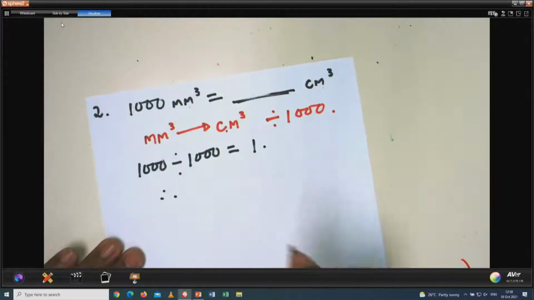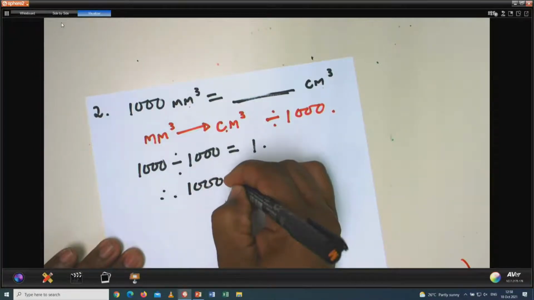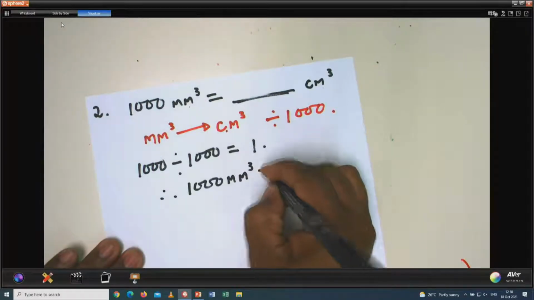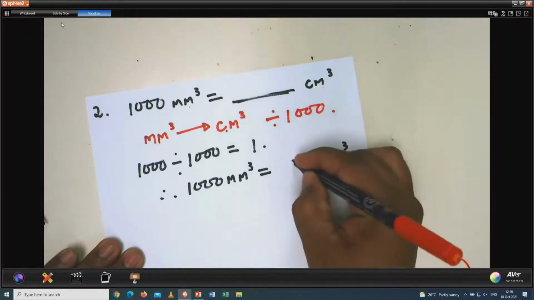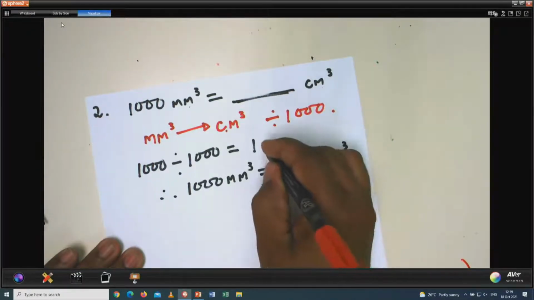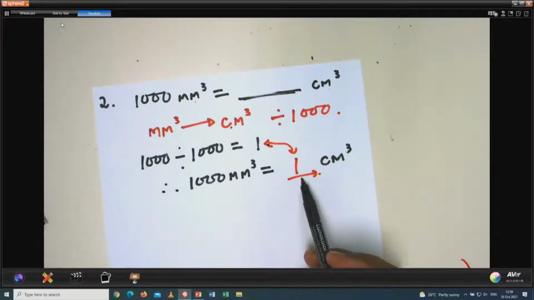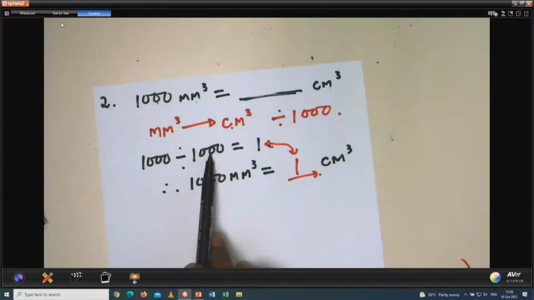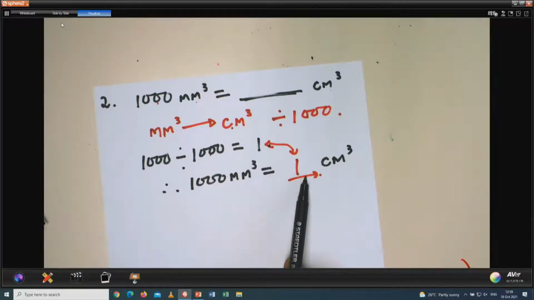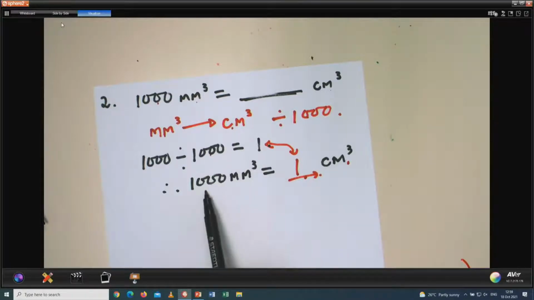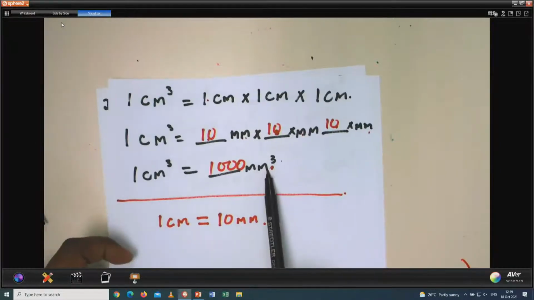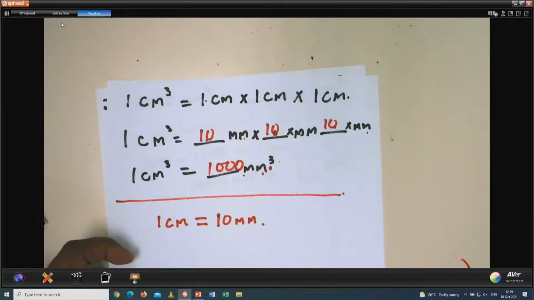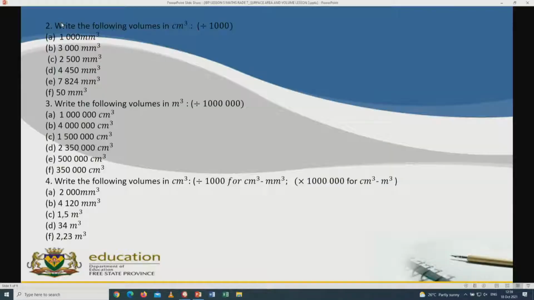Therefore, 1000 cubic millimeters will be equal to 1 cubic centimeter. How did I arrive at 1? It's 1000 divided by 1000, which is 1. And therefore, we can see that 1 cubic centimeter is exactly 1000 cubic millimeters. Okay, let's go to the second one.